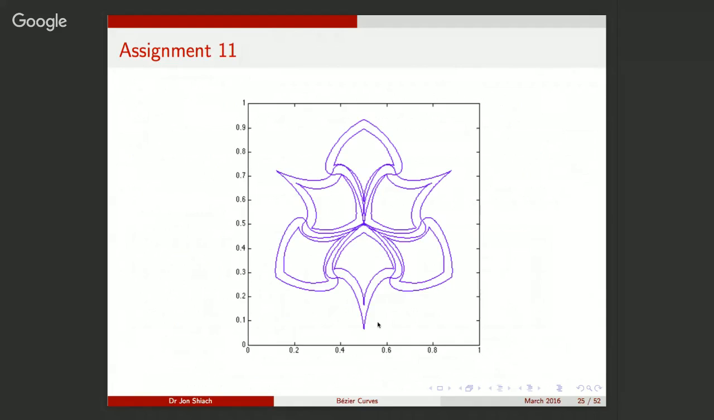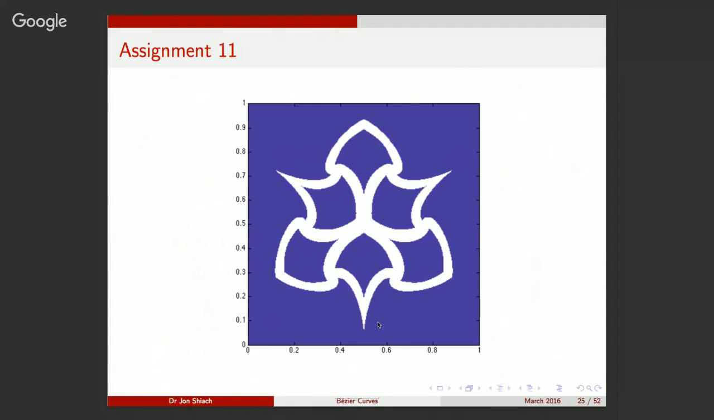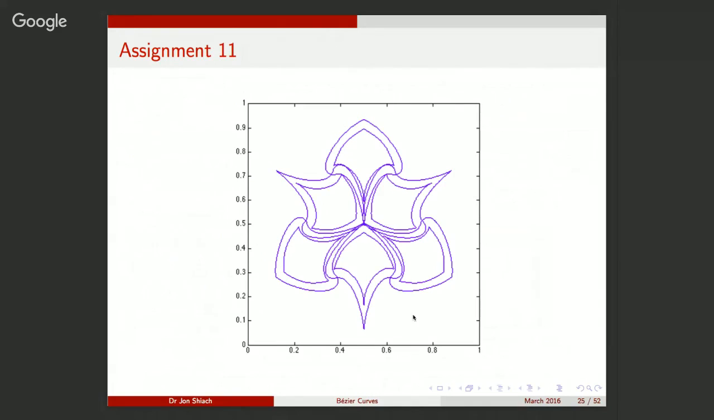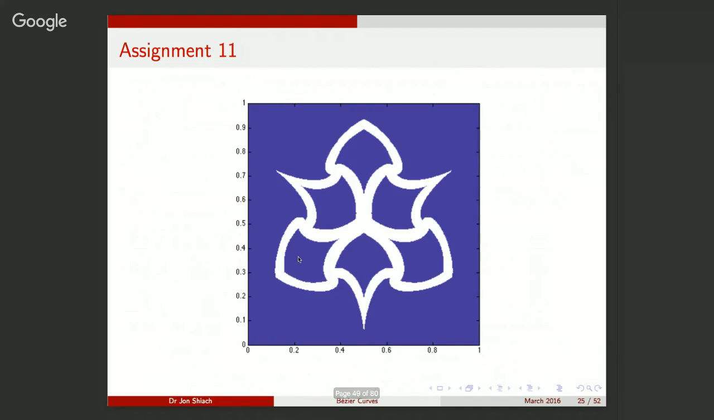And all I did to finish it off is I filled in the background in blue, so all this bit around the outside. The outside arcs are filled in white, and the inside arcs again filled in blue. And then you can create a logo. So this is one application of Bezier curves. It's used in graphic design. So that's what I want you to do for assignment 11.